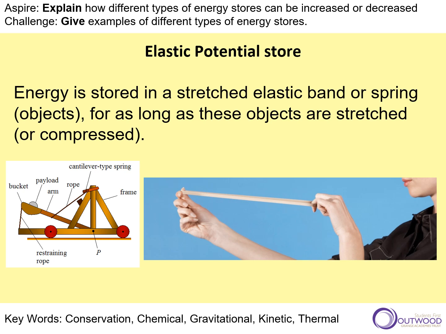The third energy store is the elastic potential store. Now, the energy is stored in a stretched elastic band or spring. I've given you an example of a catapult, for as long as these objects are stretched or compressed. Okay, so that's your definition for elastic potential. And if you stretch an elastic band, as this image is showing, we all know that once you let go here, it will probably fly in that direction.